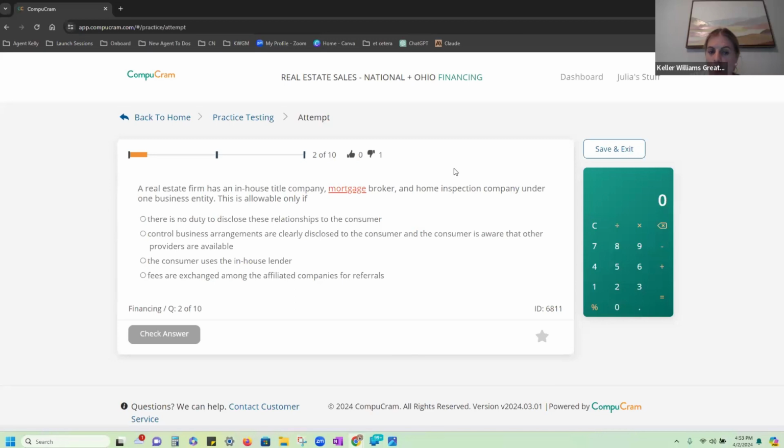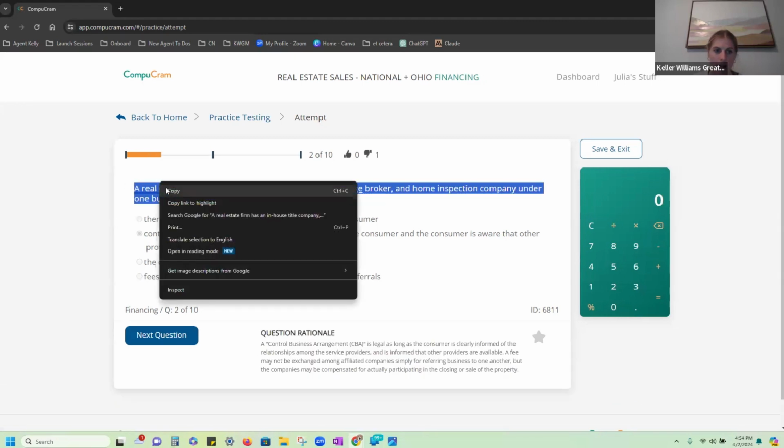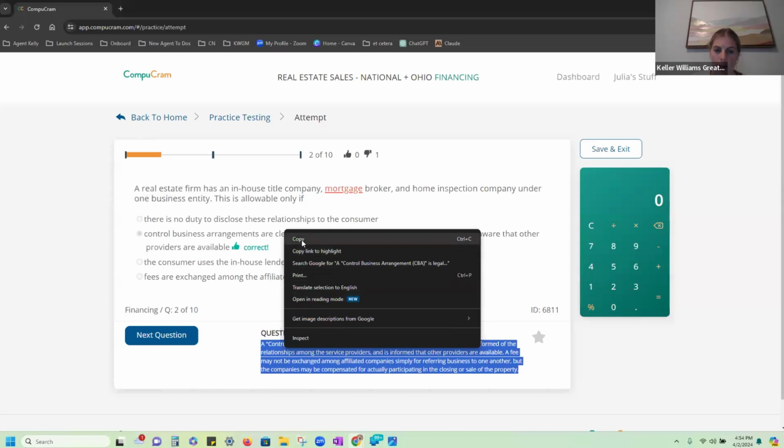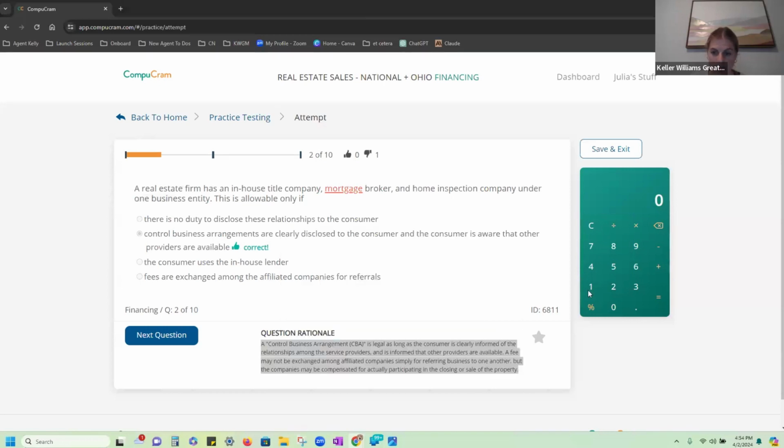So a real estate firm that has an in-house title company, mortgage broker, and home inspection company under one business entity. This is allowable only if, well, right, we got B, and B is correct. Good job. So, in other words, this is an affiliated business arrangement, or controlled business arrangement. As long as the consumer or your clients are aware that the real estate firm is affiliated with the various companies, then it is allowed. They would have to sign a document acknowledging that we're affiliated with these companies.